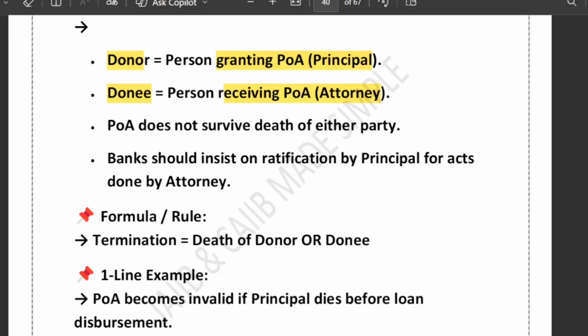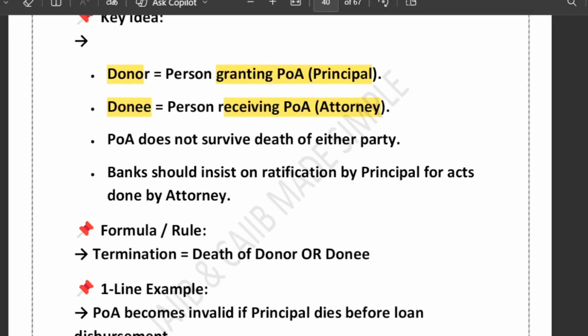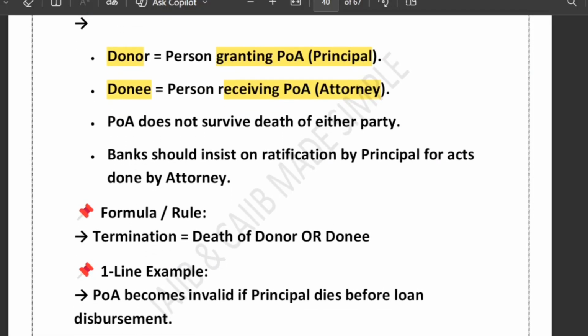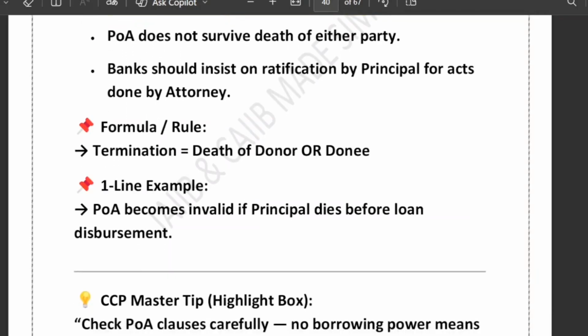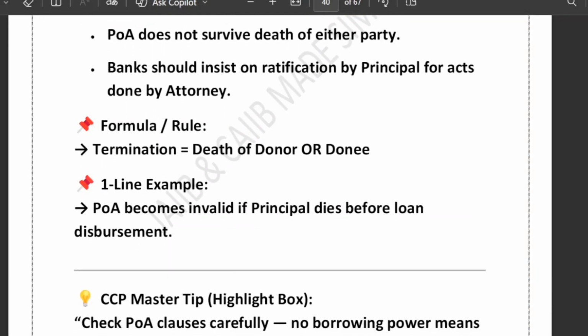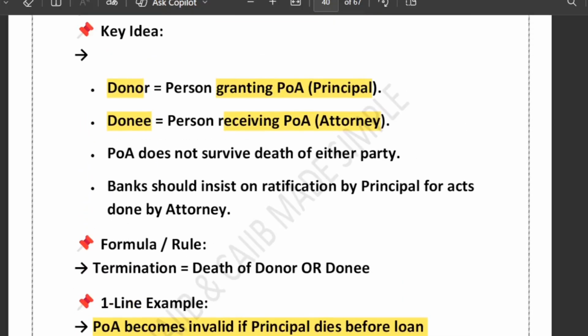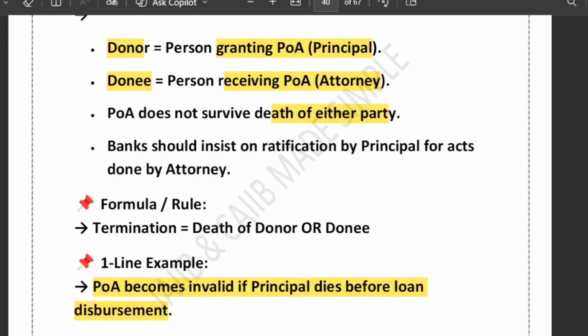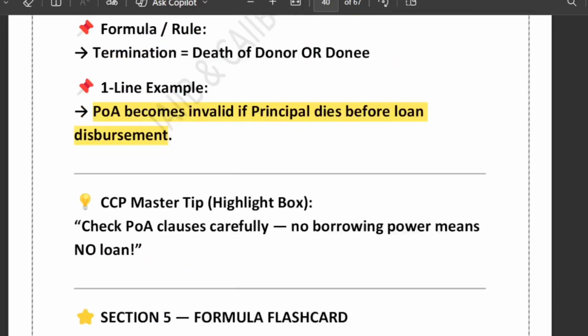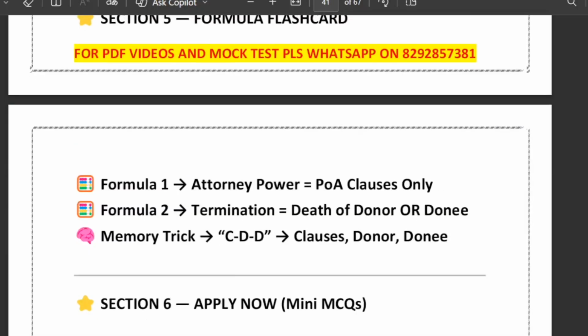So this simply means, termination means death of donor or donee. Either of them dies, that's termination. POA becomes invalid if the principal dies before the loan disbursement. So they do not survive the death of either party. Bank insists on ratification by the principal for the act done by the attorney. Just remember this point: attorney powers are under POA clauses only, and termination means death of donor or death of donee.